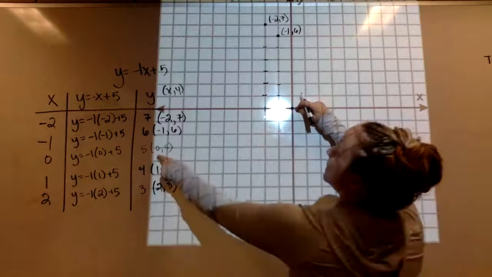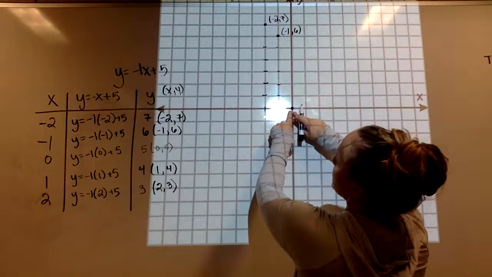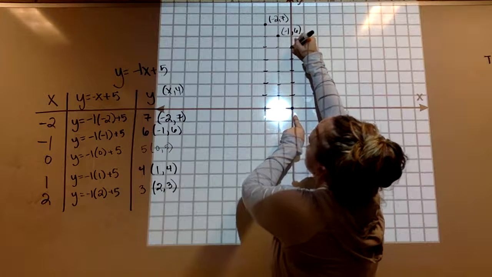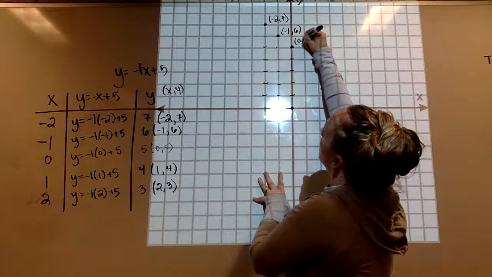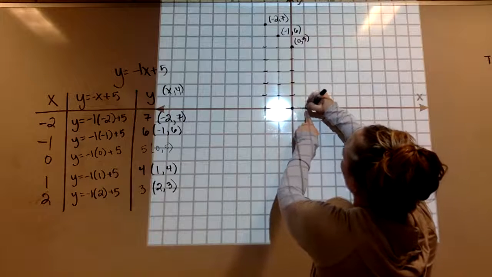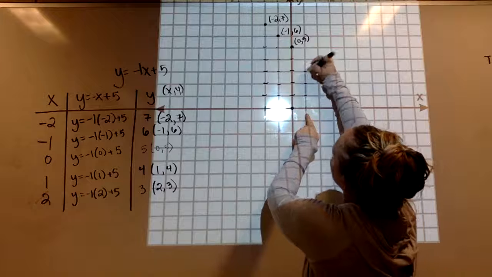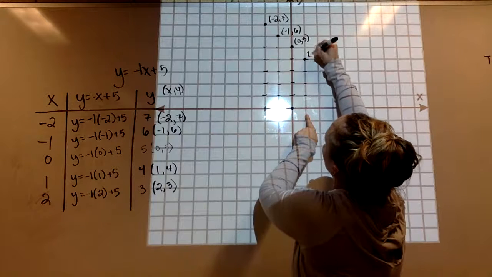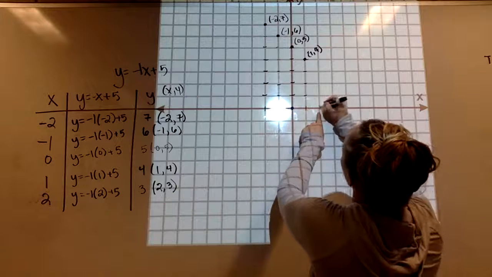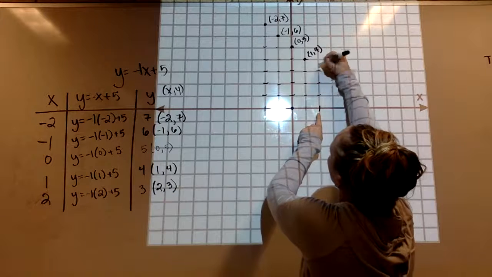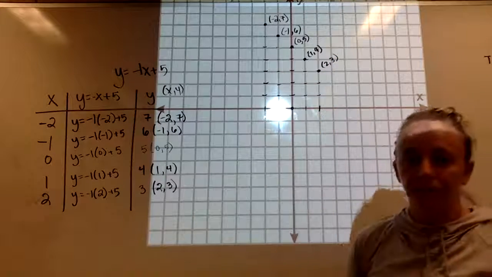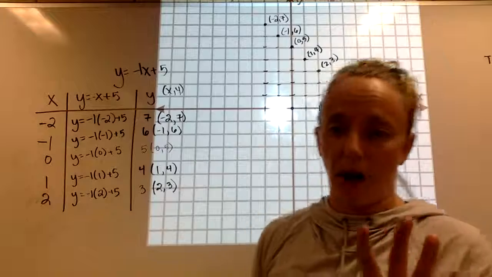I'm now going to go 0, 5. So I'm not going to move at all on my x-axis, and I'm just going to go up 5 on my y-axis. 0, 5. Next one, 1, 4. So from here, I'm going to go over 1 and up 1, 2, 3, 4. 1, 4. And last but not least, I have 2, 3. 1, 2. 1, 2, 3. 2, 3. All right. So now I have 5 points that I have graphed on here.